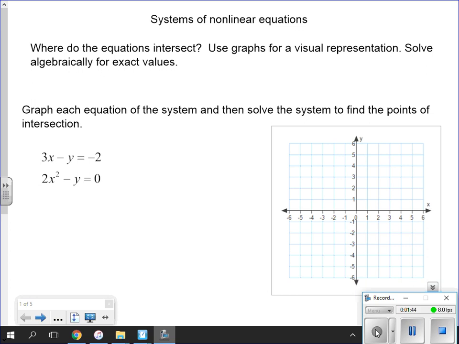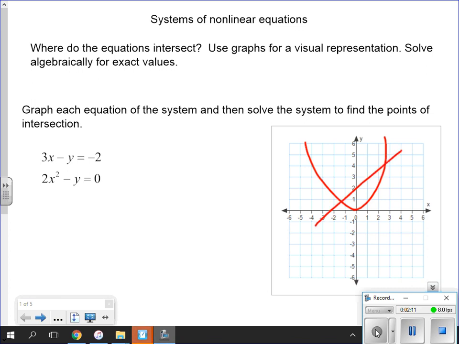Now, if I were to graph these two, the top one's a straight line. The bottom one is a parabola. For purposes here, I already graphed them, sketched them out on my notes. We'll talk about that as we go along. But you have a situation something like that.